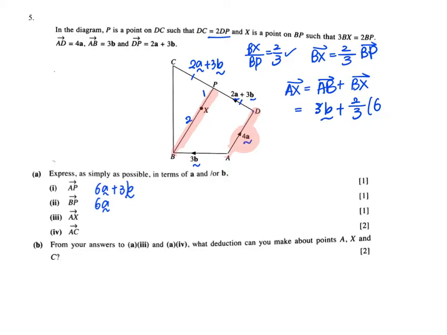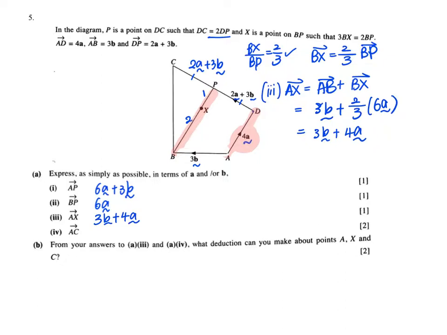BP, I got the vector just now in part 2 to be 6a. So simplifying this, I will have 3b plus 4a. Do you get the answer? Okay, so I should write this down. 3b plus 4a. This looks a little bit familiar, but I'm not very sure.